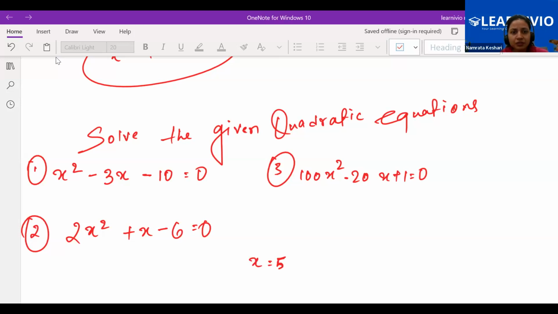Just 5. X square minus 3x minus 10. Just minus 5. And minus? Minus 5 and... Ma'am, minus 5 and minus 2. No, 5 and minus 2. Yes, Afnan, what did you say? Was it minus 5?